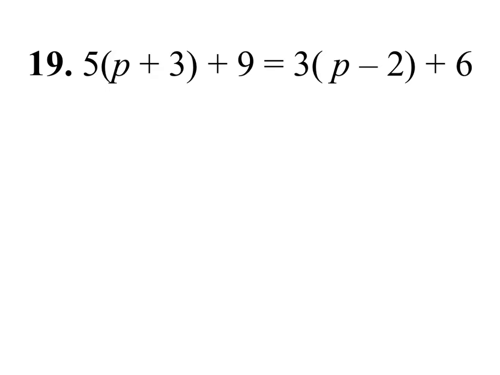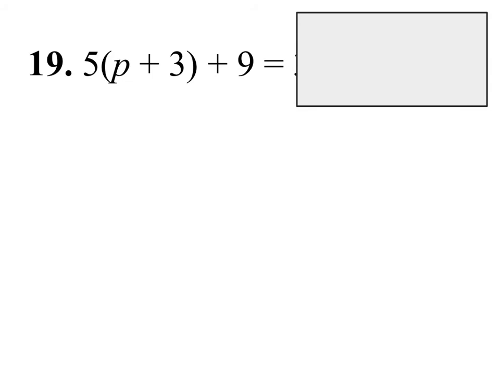All right. Anyways, let's do this. Let's focus in, and again, just for the sake of not getting overwhelmed, I'm going to cover up the right side of the equal sign. I want to pretend it's not there. I'm just going to look at this, and this right here says 5 times the binomial p plus 3 plus 9. I could distribute and I could combine like terms.